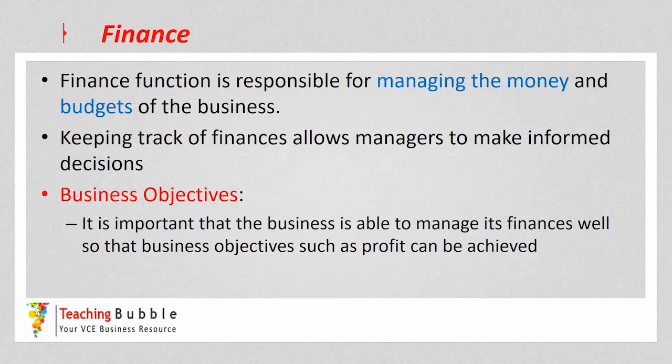The finance area is responsible for managing the money and setting budgets for the business. So it's important for businesses to keep track of their finances, because that allows managers to make really informed decisions about how to move forward and how much money they can spend in a certain area. Also the pricing of the product and how much they can spend on marketing and those kind of things. So in terms of meeting business objectives, it's really important that the business is able to manage its finances well, so that business objectives such as profit can be achieved, so that the business isn't spending too much money, based on how many sales they're projecting to actually bring into the business.